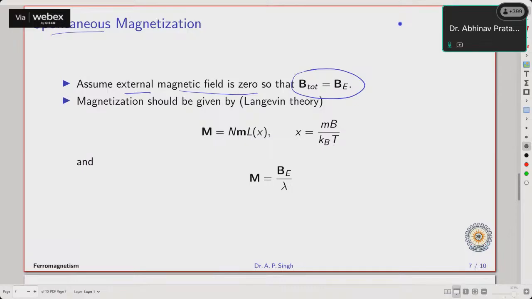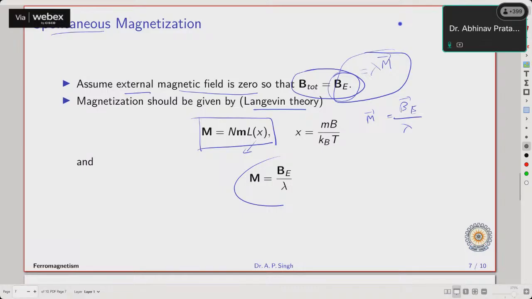Now, there are two ways to calculate the magnetization. One way is to use the Langevin theory. According to the Langevin theory, this should be the magnetization. Remember, this was the Langevin function. But if you remember, what was B_E equal to? B_E was equal to lambda times magnetization. So from here also you can find out the value of magnetization, and you get the value of magnetization as B_E over lambda, which is written over here.